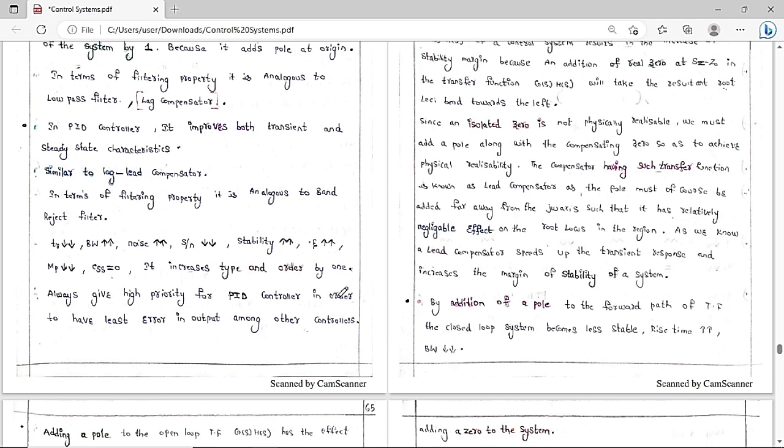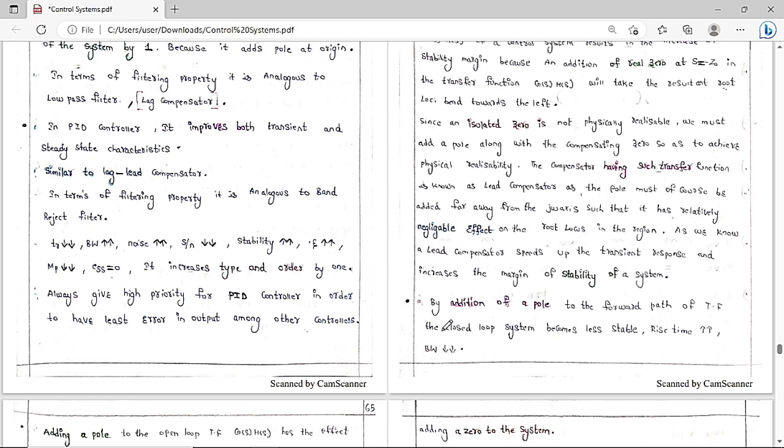And also, you see, pole terms simply mean 1 by s, an integrator. Shortcut to remember: 1 by s, integrator. So 1 by s means it is a lag compensator. A lag compensator is going to improve only the steady state response, and it is going to degrade the transient response. So the resistance is going to increase and the bandwidth is going to decrease. I have told you this many times.